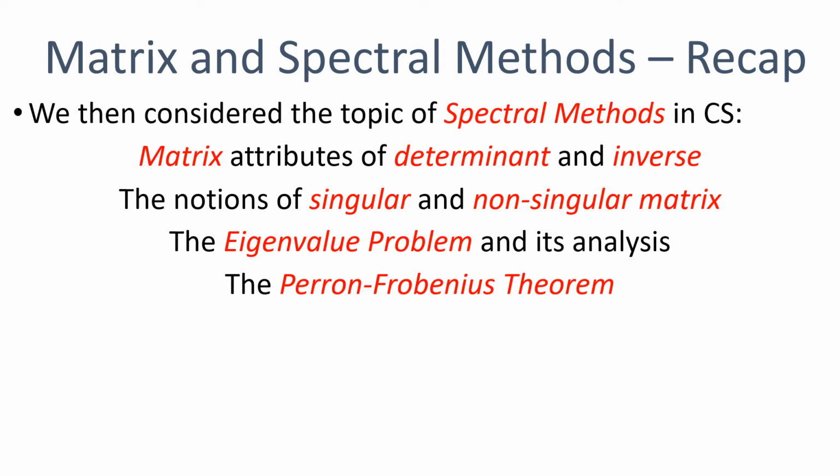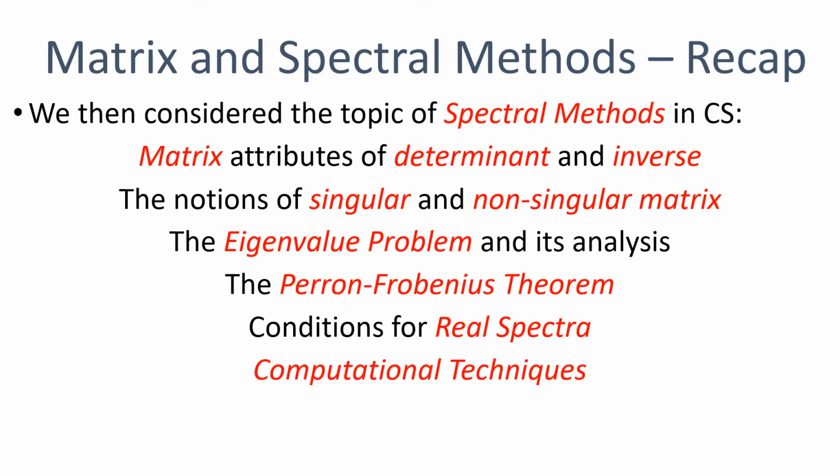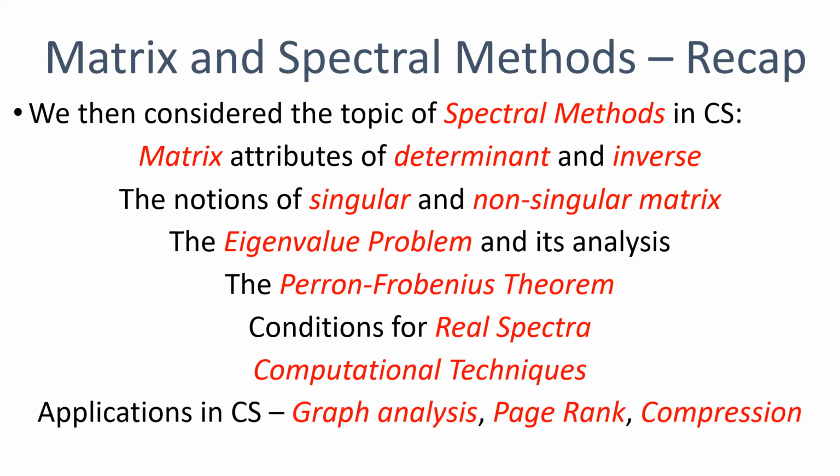This very important result called the Perron-Frobenius theorem. We looked at conditions which guarantee that the spectra of a matrix is consisting of entirely real values. Looked at some of the computational techniques for computing eigenvalues and eigenvectors, and finally reviewed three important areas in computer science where spectral methods are used. So in analyzing graph properties, in Google's PageRank algorithm, and in image compression.